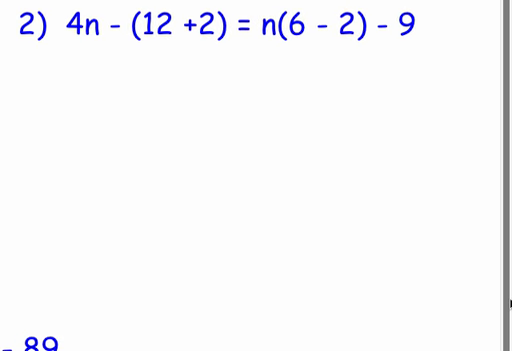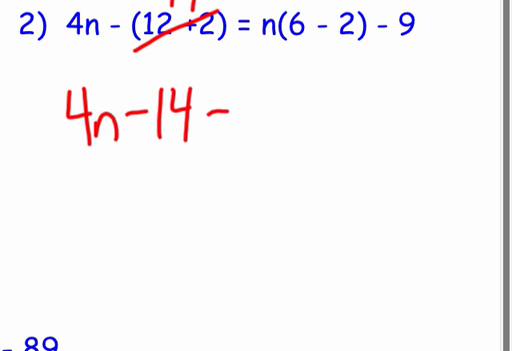Look at number 2. Follow your PEMDAS. So do all your parentheses first. So 12 plus 2 is 14. Might be a good idea to rewrite this left side now. 4n minus 14 equals. Now let's do the right side. Do the parentheses first. 6 minus 2 is 4.